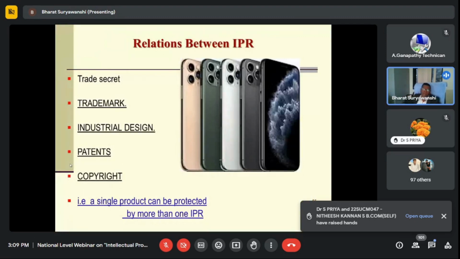Again, you can check different mobiles, Nokia, Samsung, Reliance, Vivo. All these mobiles get registered in the Government of India so that no one copies the technology of Nokia.